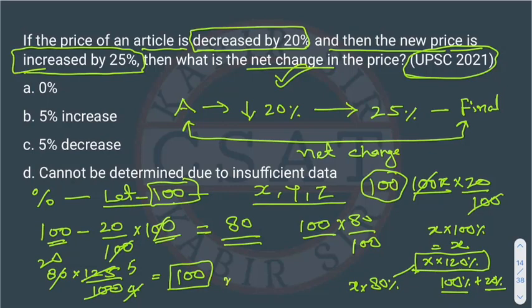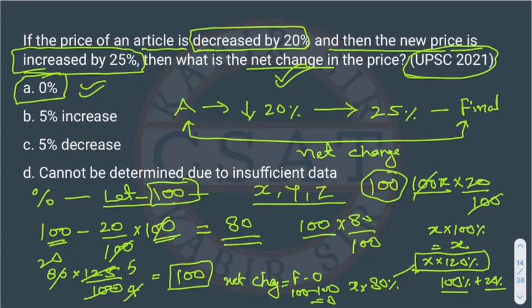So what is the net change? Net change is final price minus original price. Both are 100. So net change is 0. So what will be the answer? Answer is 0. Okay. So the answer is 0%. He is asking in percentage. So how will the percentage come?